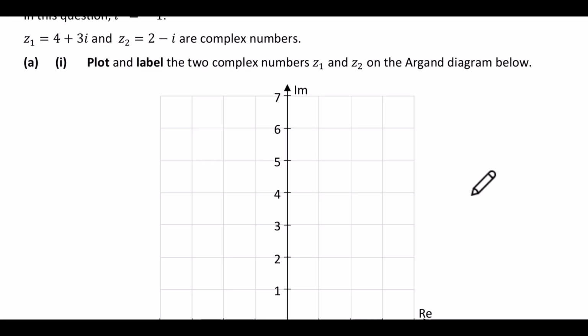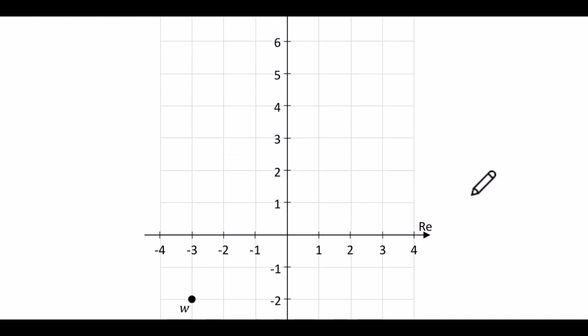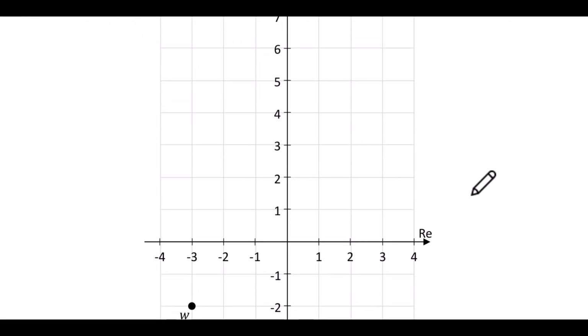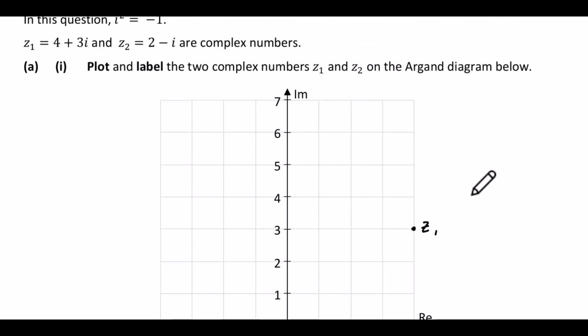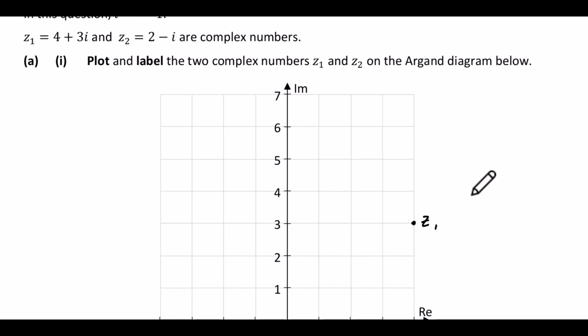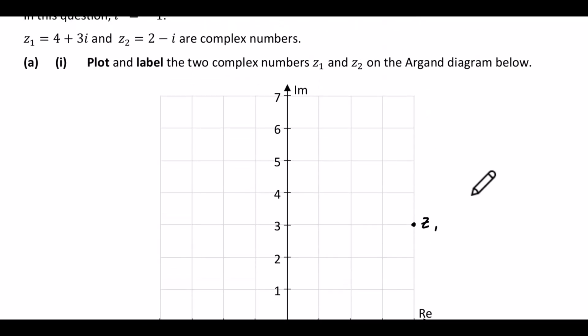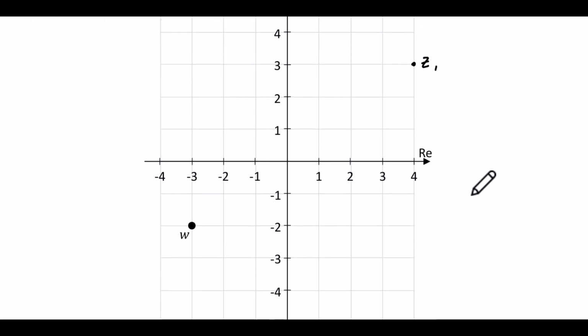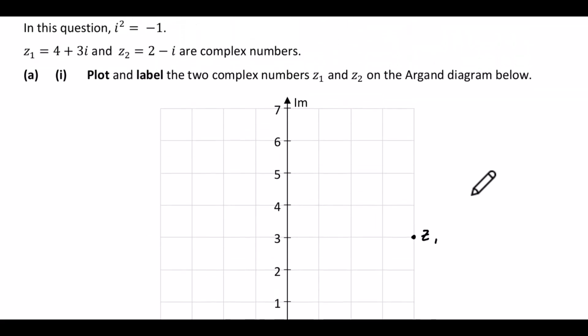So we've got to plot and label the two complex numbers z1 and z2 on the Argand diagram below. So the first one is 4 plus 3i. So we've got to come out 4, go up 3. So we would plot it here. Label it z1. So that's 4 plus 3i. Now the second one is 2 minus i. So it is over here. We've got to come out along here, 2 and then minus 1. So it's going to be here. This is z2. So that's 2 minus 1i if you like.